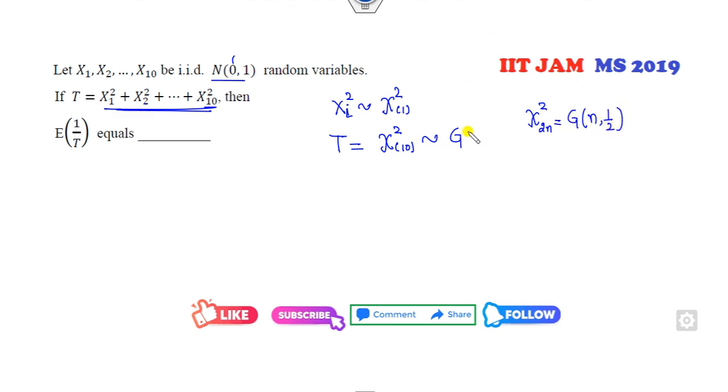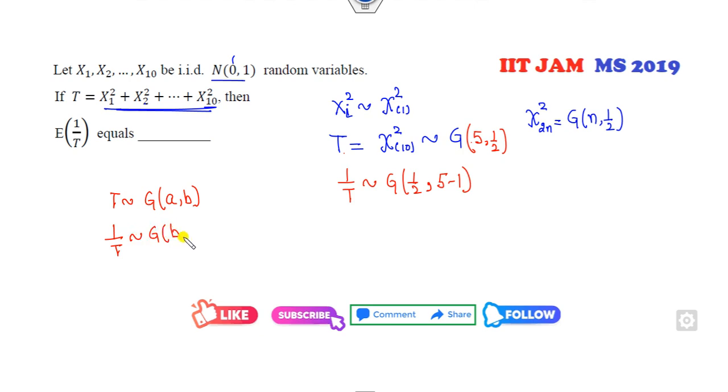So what is the n? 5 comma half. So once T follows the gamma distribution, what is 1 over T? It follows half comma n minus 1. As I told you, if this follows the gamma distribution, then 1 over T will follow the gamma distribution again with a minus 1. So that means it is half comma 4.